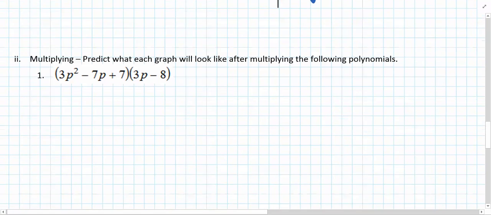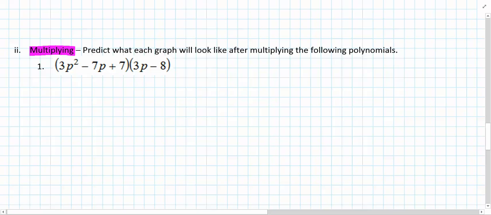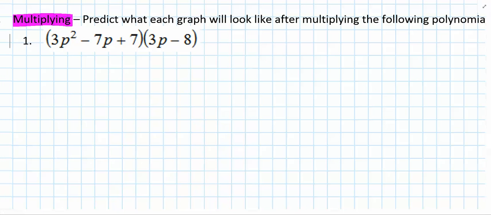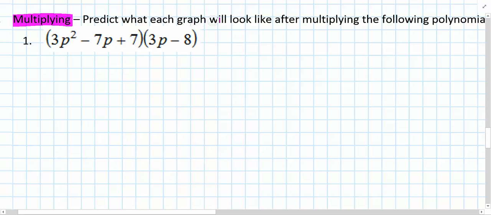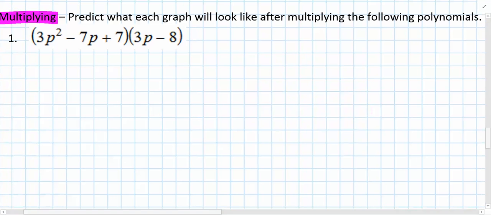This time, however, we're not going to add or subtract 2 polynomials together, but instead we are going to multiply 2 polynomials together. And before you even complete the multiplication, I'd like for you to predict what each graph would look like after multiplying the polynomials together. So looking at these 2 polynomials that need to be multiplied together, could you imagine what the graph of this equation would look like?